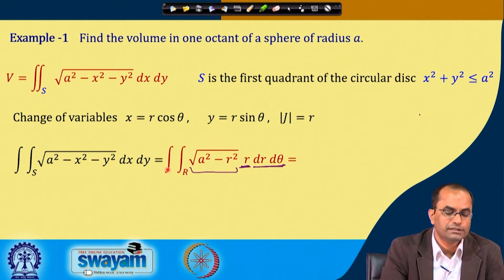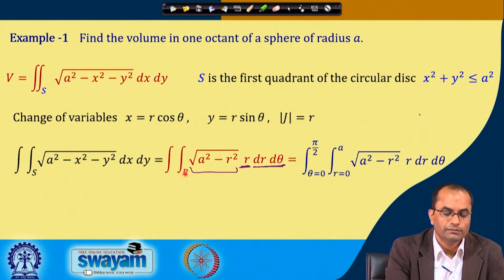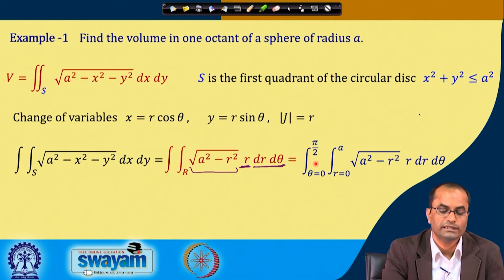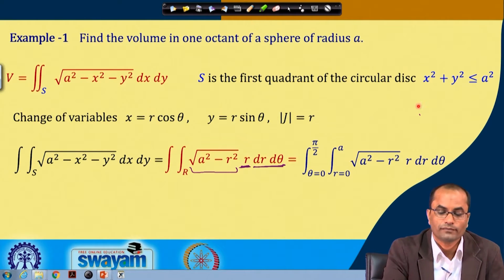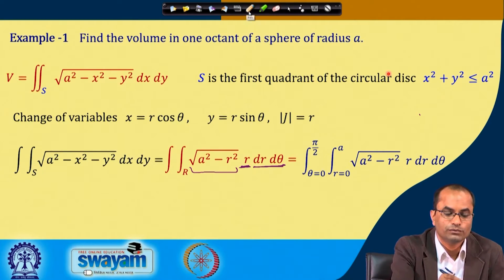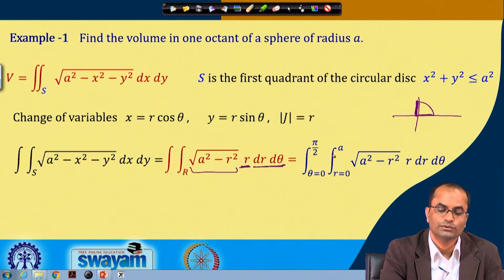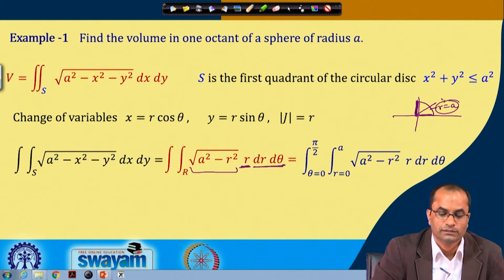So, first the limits here for this r, what will be the limits? We have the circular disc in the first quadrant. So, meaning the theta will go from 0 to pi by 2 only. So, the theta will go from 0 to pi by 2, and r will go from 0 to r is equal to a. That is the radius of the circular disc.